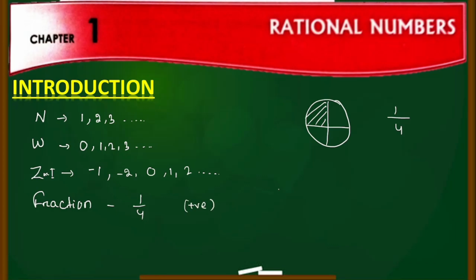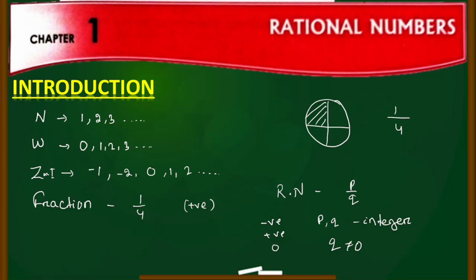Then what is a rational number? Remember, a rational number is a number in the form of P by Q or A by B, where P and Q are integers and Q is not equal to 0. This is the rational number definition. Then what is the difference between a fraction and a rational number? A fraction is always positive, but a rational number may be negative, positive or 0.